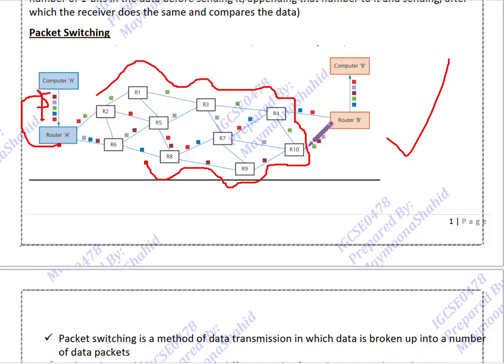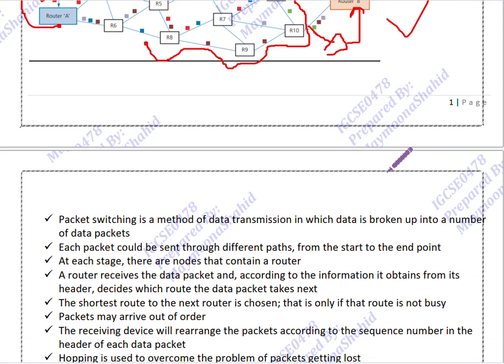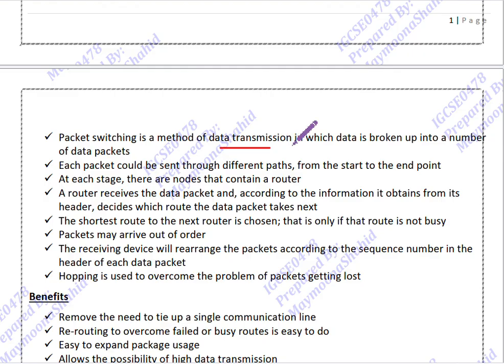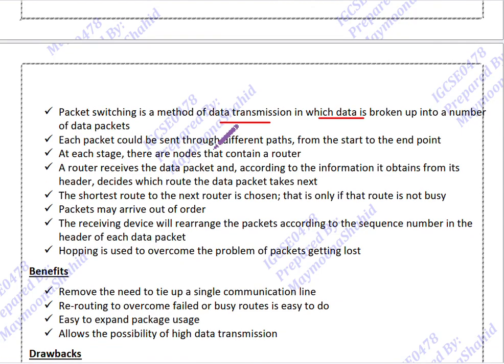For example, if 10 routers are given and we want to add another router, we can add an 11th router as well, and connect it to the receiving router, the destination address. So packet switching is a method of data transmission in which your data is broken up into a number of data packets. Each packet could be sent through different paths from the start to the end point.